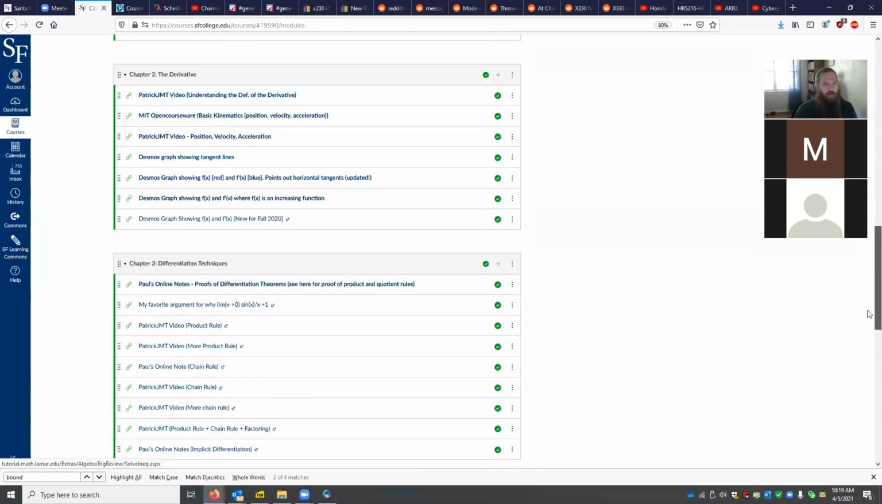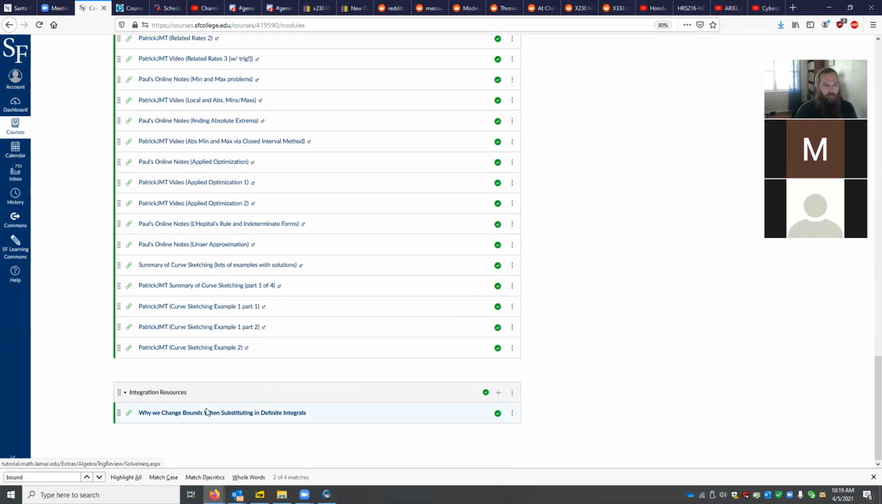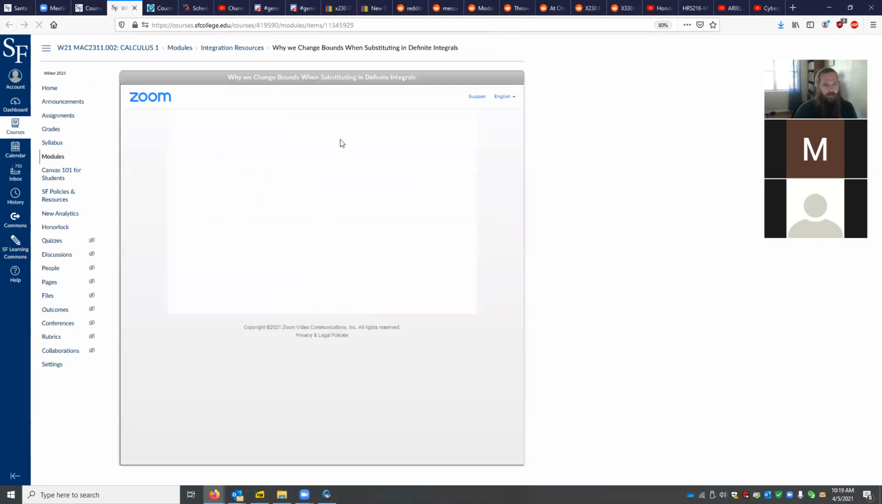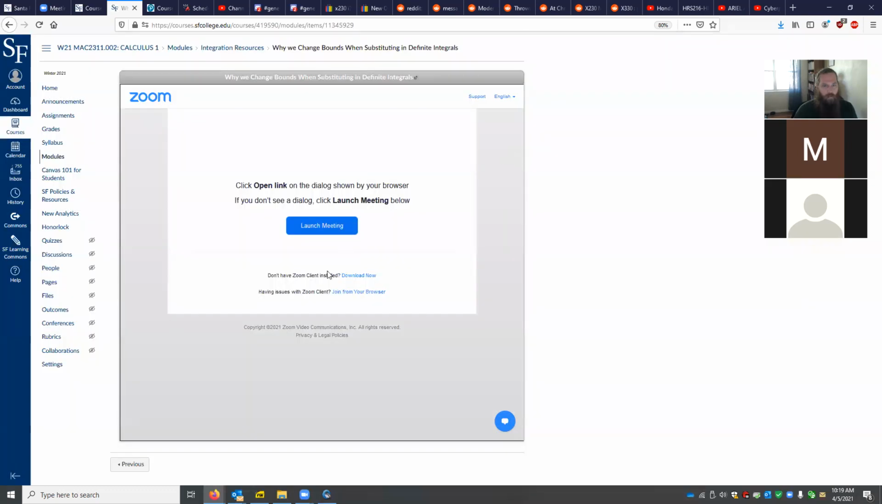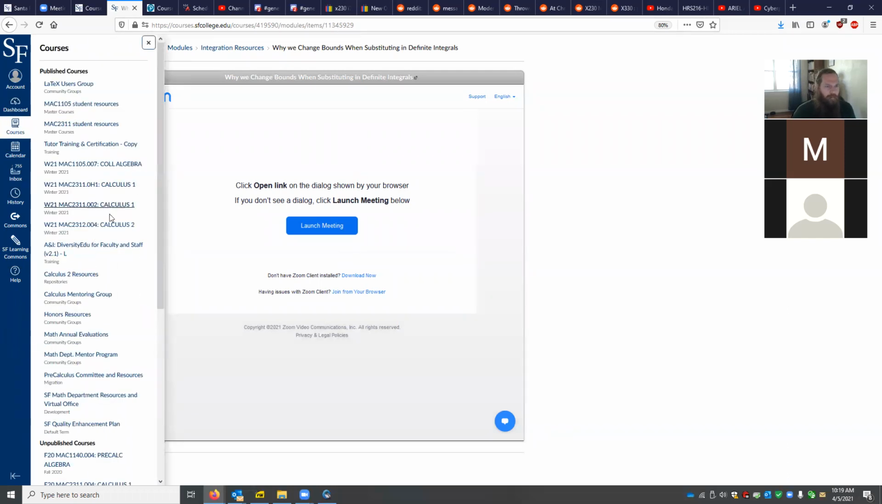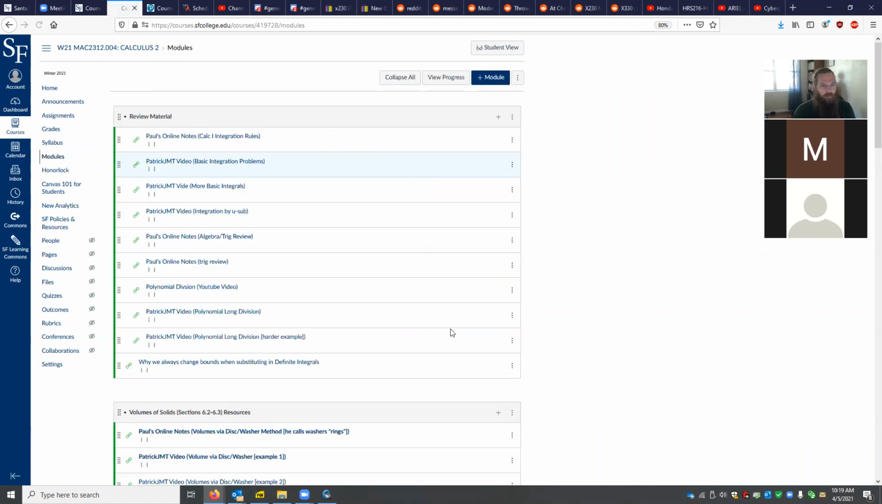There's examples. If you come down to the bottom, under integration resources, I've added our first example here. Our first little page. And it's about why we have to change bounds when we substitute in definite integrals. Oh, no, that's not the right link at all. I don't know why I have a Zoom link there. That must have been an error. I'll fix this. I have it in my Calc 2 class, a really nice page explaining why it's necessary to change bounds.